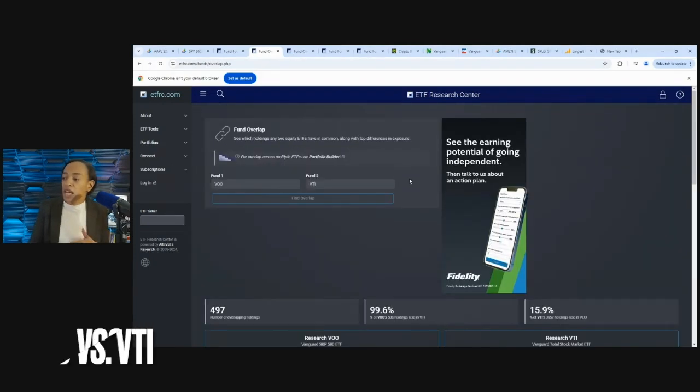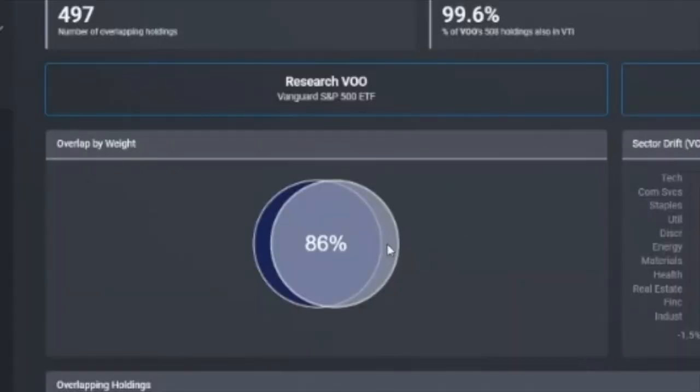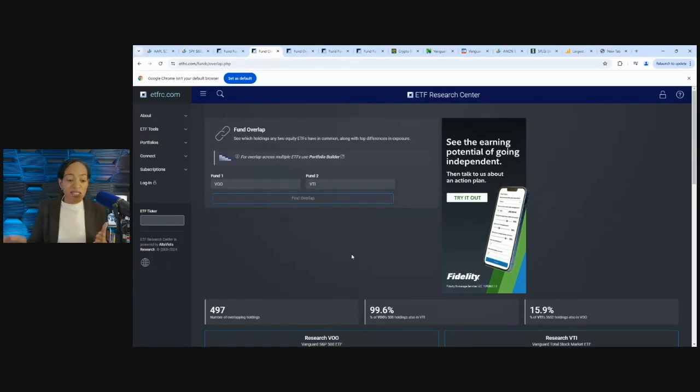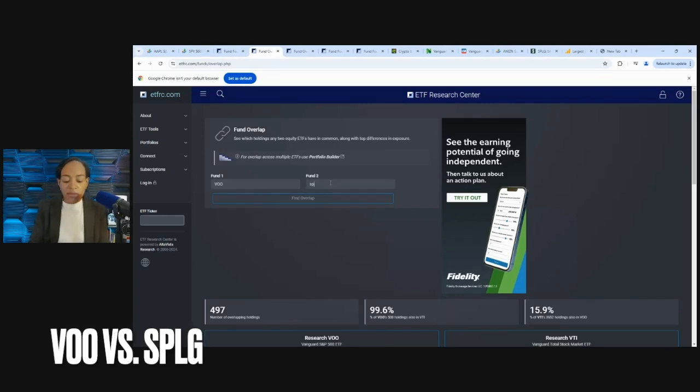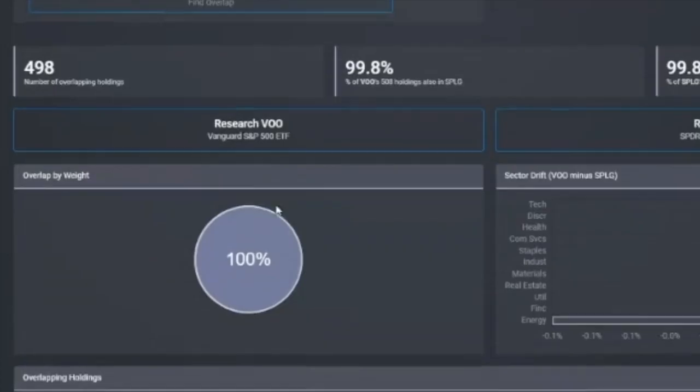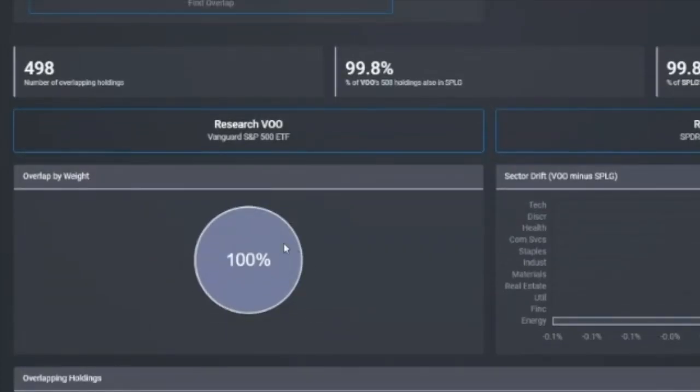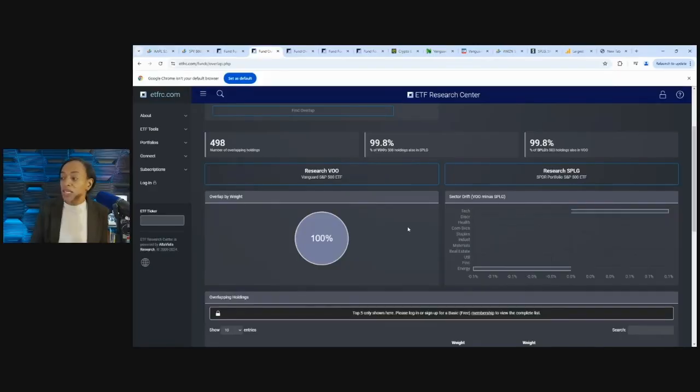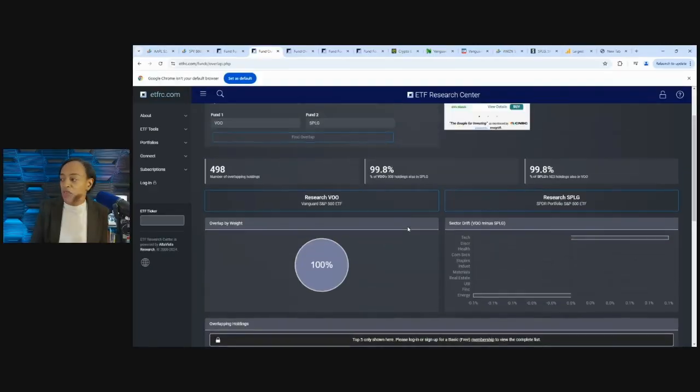Now, taking a look at VOO versus VTI, we see that we have an 86% overlap. VTI is the entire US stock market, while VOO is the top 500 companies. And if we were to put in VOO and SPLG for another example, we would see that there's 100% overlap between those two funds because they both track the S&P 500.